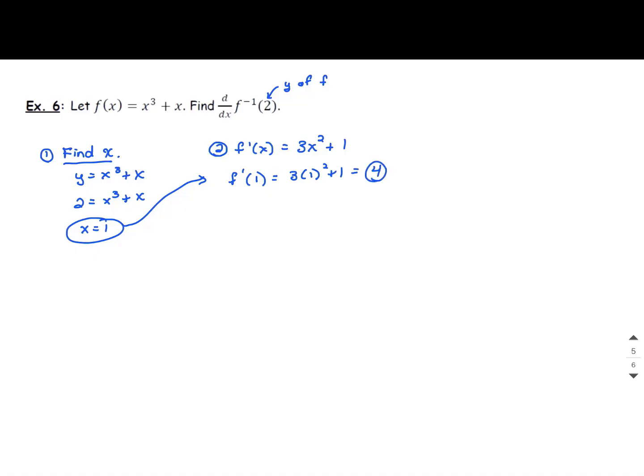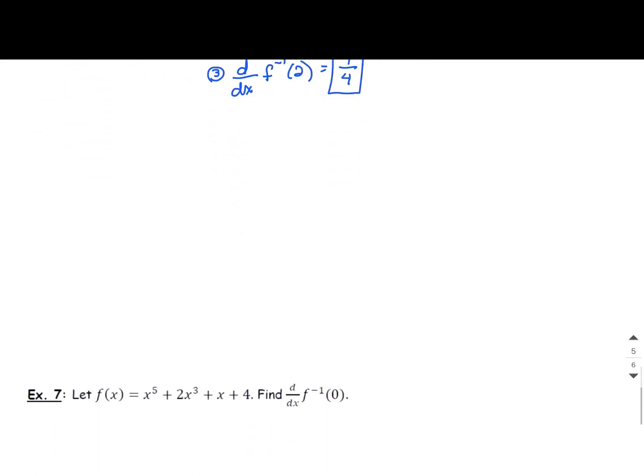The next step is to actually find the derivative of the inverse at 2. The way we do that is we take the reciprocal of f prime of 1. So it's just 1 over 4. So, to repeat, we take the y value that they give us in an x position, because it's the inverse function. We find the matching x of f, we plug that into the derivative of f, and then we take the reciprocal. Let's try another one.